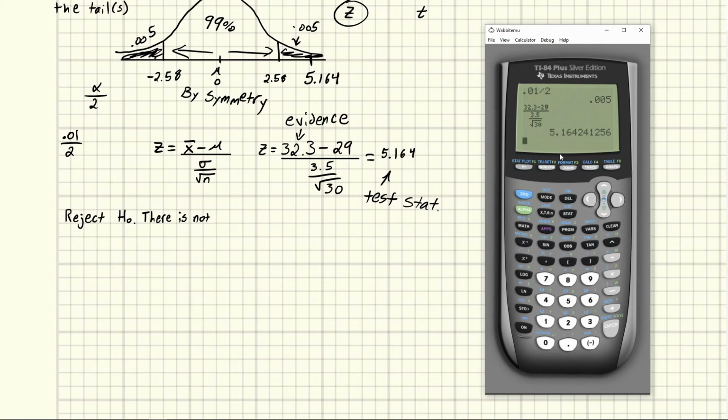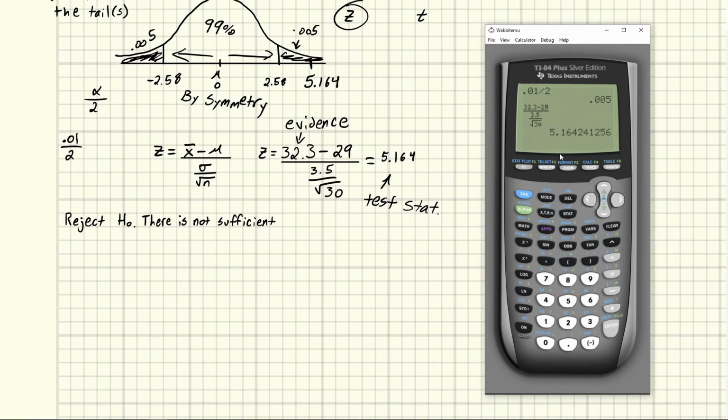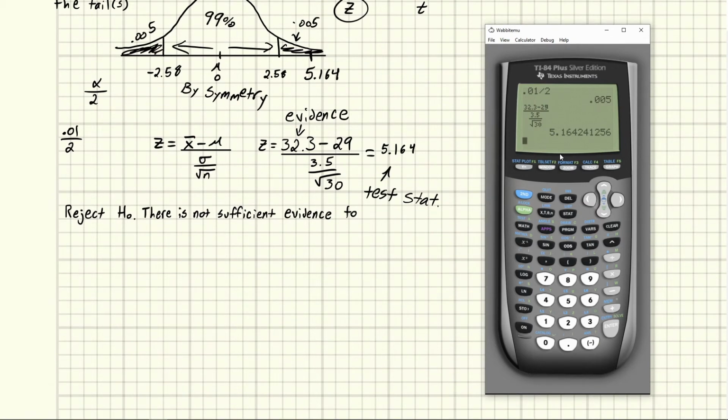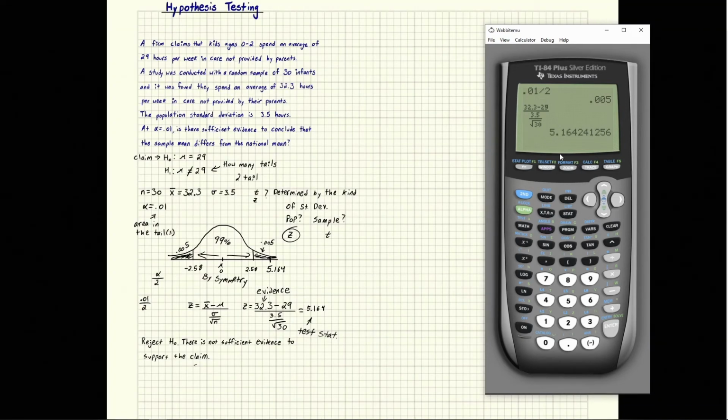not sufficient evidence, sorry if I'm spelling this wrong, evidence to support the claim. Now, some teachers want you to write out what this claim is, because "support the claim" doesn't necessarily show that you know what the claim is. So you would say there's not sufficient evidence to support the claim, and then you would add on that kids ages 0 to 2 spend an average of 29 hours per week in care not provided by their parents. So you would just write everything that's up here, because that's what the claim is, right? That's what they claimed.